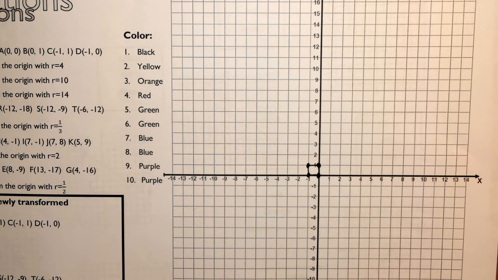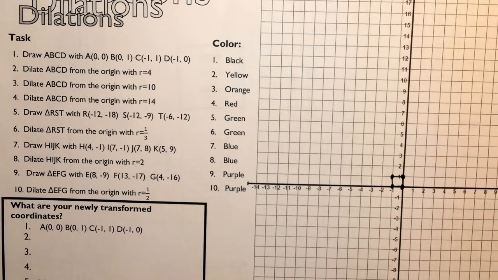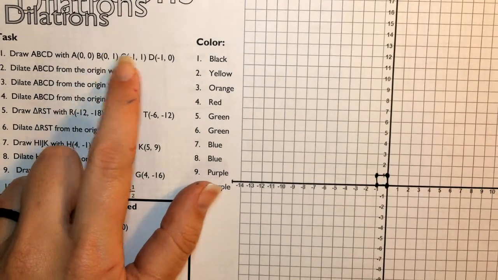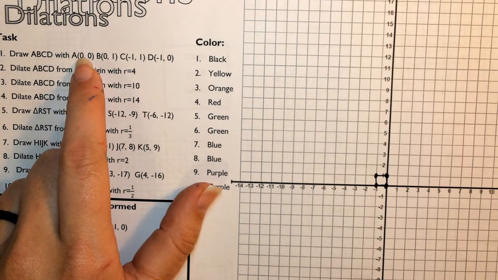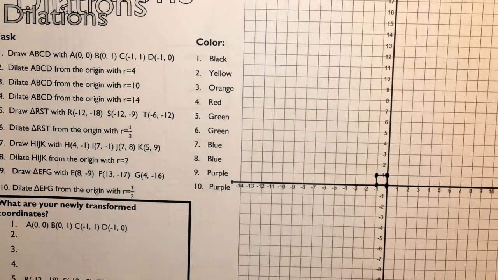Okay. And then for step 2, it says dilate A, B, C, D from the origin with your ratio of 4. So are we increasing or decreasing this time? We're increasing. So all you're going to do is you're going to multiply each of these points by 4. So 0, 0 wouldn't move anywhere because 0 times 4 is 0. 0 times 4 is 0.